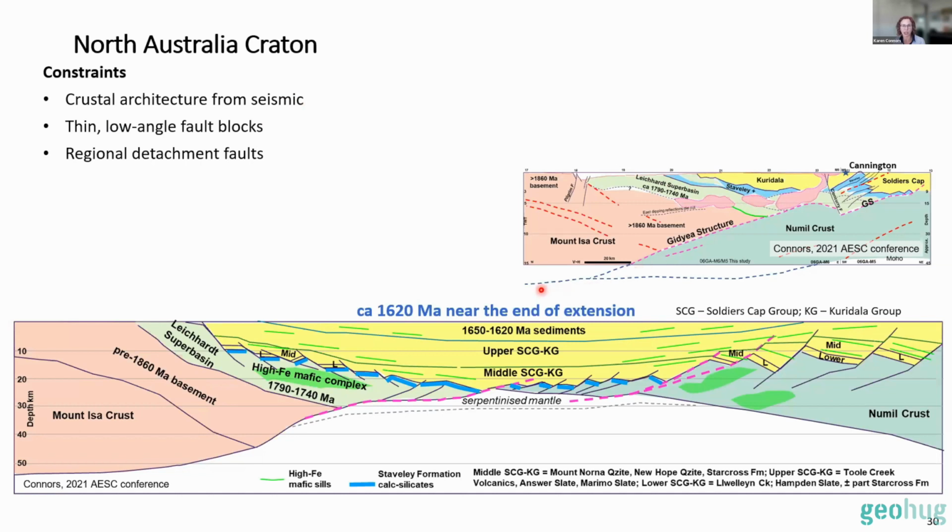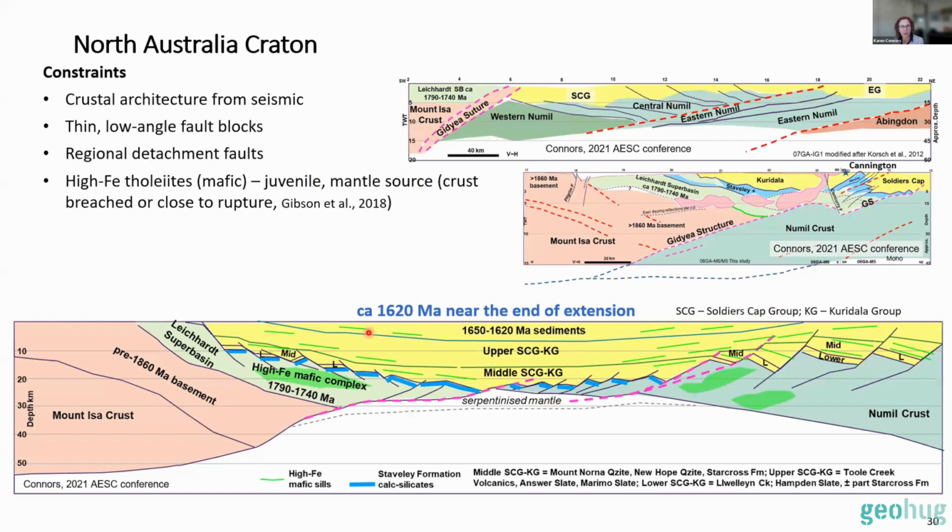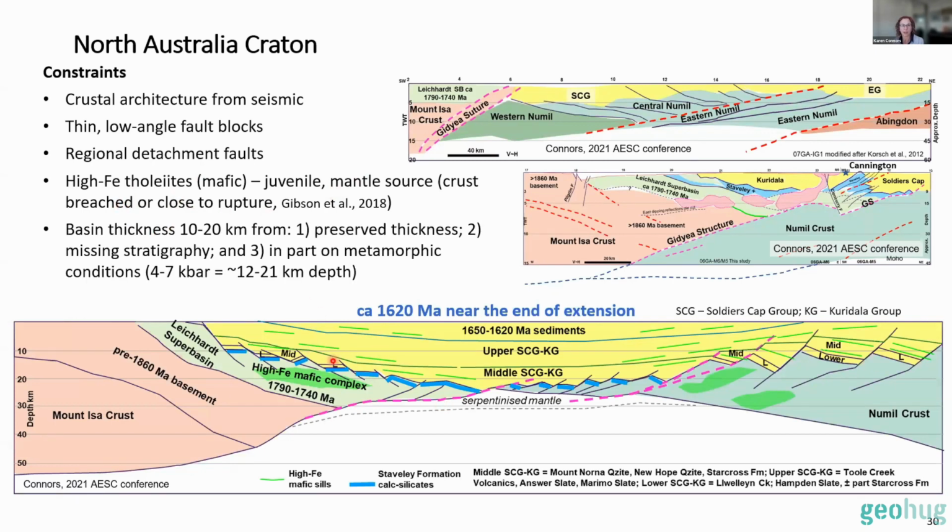You can see this wedge-shaped margin to the Mount Isa crust. Then the thin low-angle fault blocks of the Numal crust, the regional detachment related to the Staveley Formation calc-silicates. And there's the Numal example. The high iron tholeiites I'm showing schematically here in bright green. Now, the interpretation from Gibson and colleagues was that the crust was either breached or close to rupture based on the composition of those high iron tholeiites.